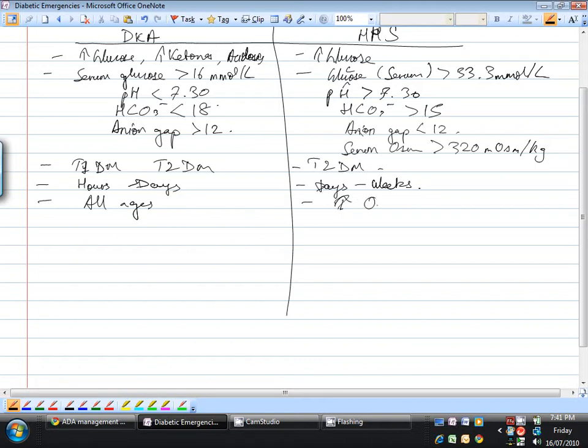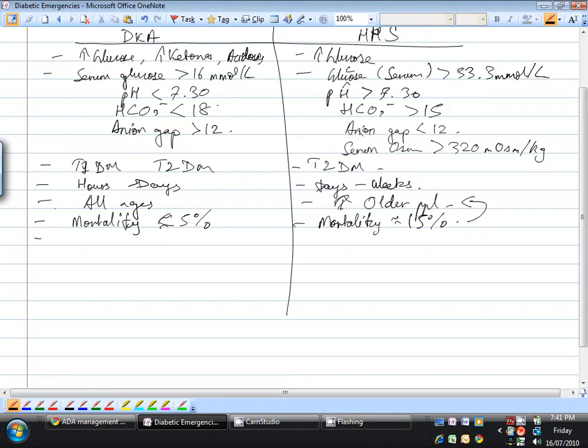And the mortality rates are significantly different. In DKA, the mortality is usually surprisingly less. It's usually less than 5% or around 5%. While in HHS, the mortality is actually higher. It's around 15%. And again, that's more because HHS is usually caught later, and the people affected are older. So there's less ability of the body to basically adjust to these changes.